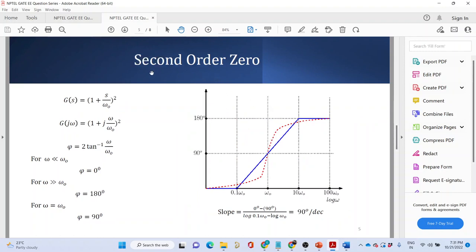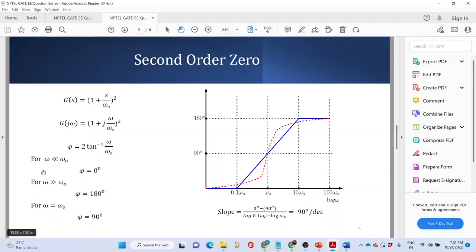So let us look at what happens in case of a second order zero. We have seen that for a first order zero, the slope was 45 degree per decade. A decade means the frequency is increasing by 10 times. So 0.1 omega 0 to omega 0 is 1 decade. In 1 decade, the phase plot will change from 0 to 90 degree. That is what 90 degree per decade means. So when we are moving from 0.1 omega 0 to omega 0, we are moving by 1 decade, and the phase will move from 0 degree to 90 degree.